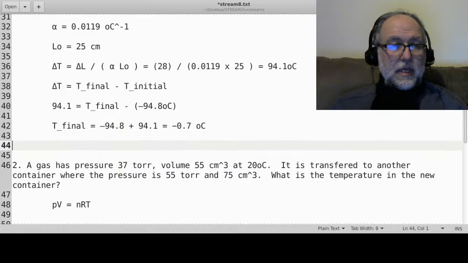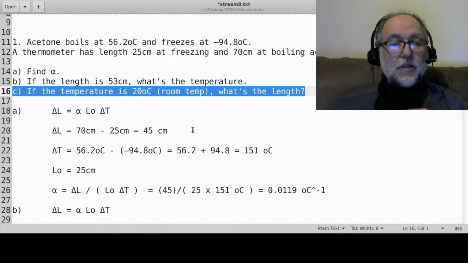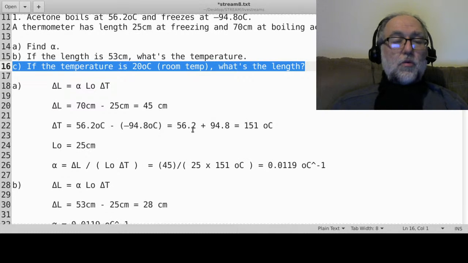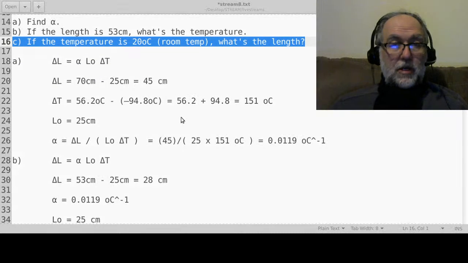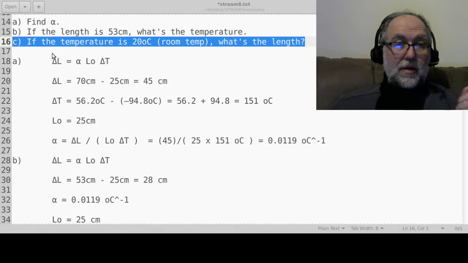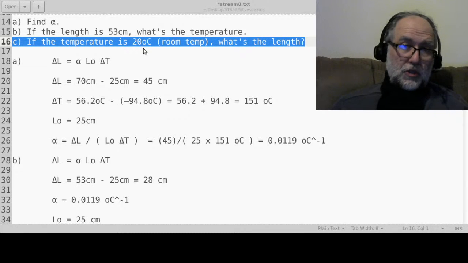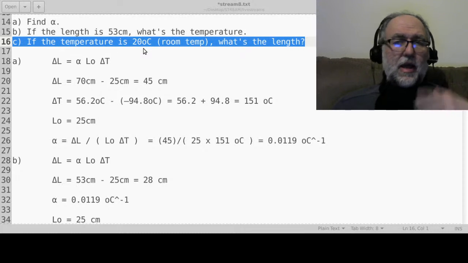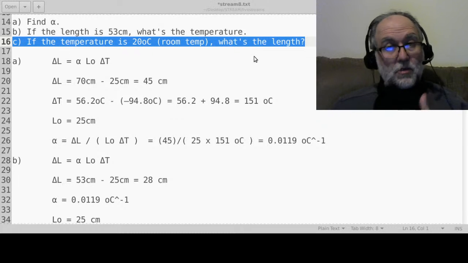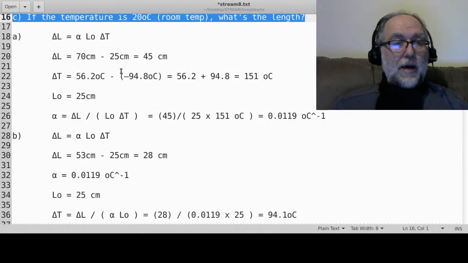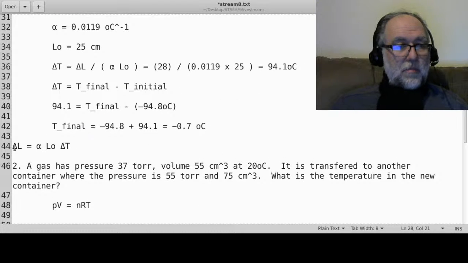The other possibility is, suppose I say, look, I know the temperature in a particular region is 20 degrees Celsius. What's the length of the thermometer going to be? So it's kind of the opposite. In the previous question, I know the length and I get the temperature. Now I know the temperature by some other means. Say another thermometer says 20 degrees Celsius. What do I expect the length of this thermometer to be? Okay, so same approach.